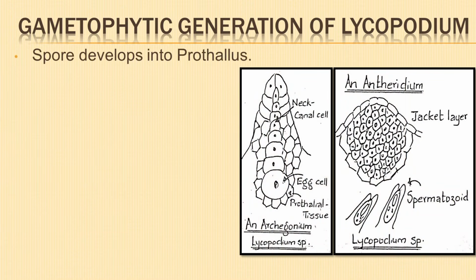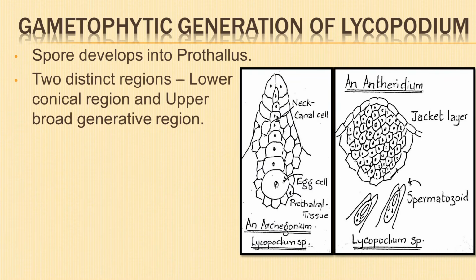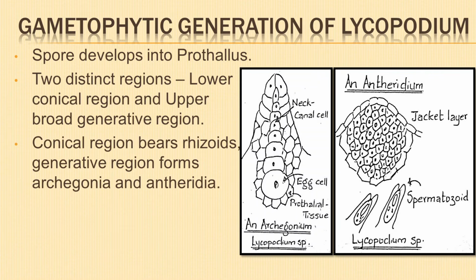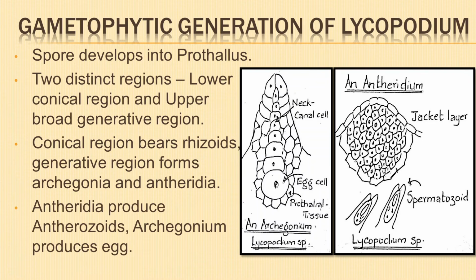Under suitable conditions, the spore develops into a top-shaped prothallus, which shows two distinct regions, a lower conical region and an upper broad generative region. The former bears a number of rhizoids, while the latter forms several Archegonia on the margins and Antheridia in the center. The Antheridia produce anthrozoids or spermatozoids, and the Archegonium produces the egg.